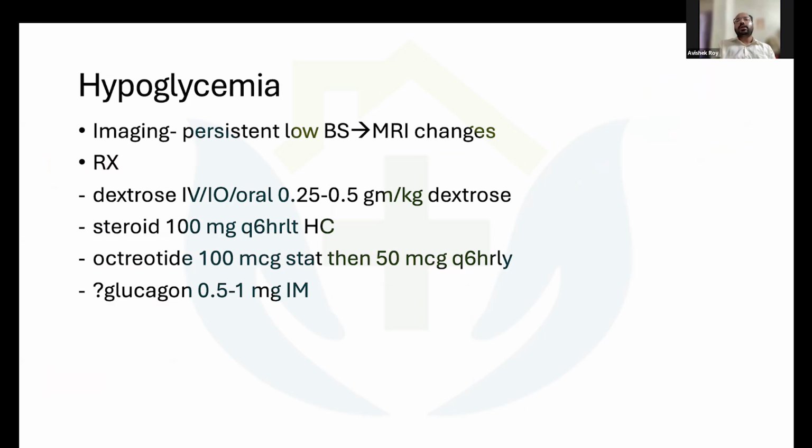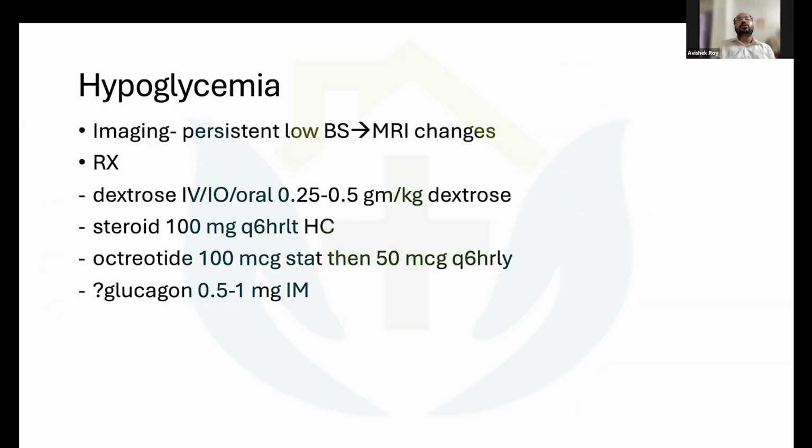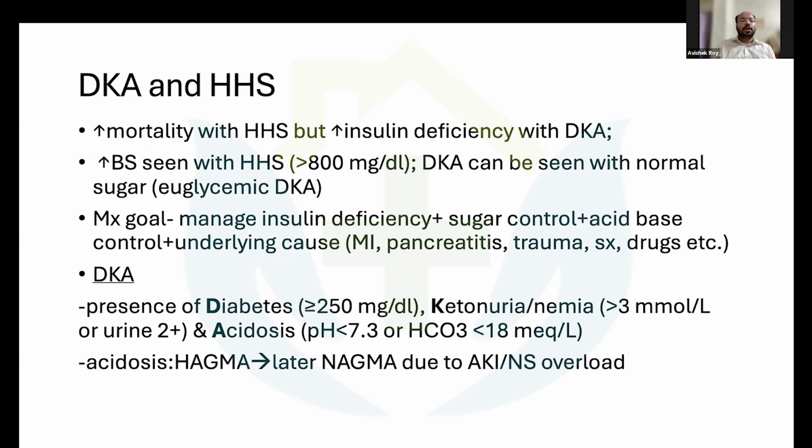If you don't have anything in the hospital, you can give an intramuscular glucagon. And if you don't have an IV access, don't forget that intraosseous access can be a useful option. We often forget that intraosseous access is there. We go directly for a central venous access or oral. Intraosseous should be used.